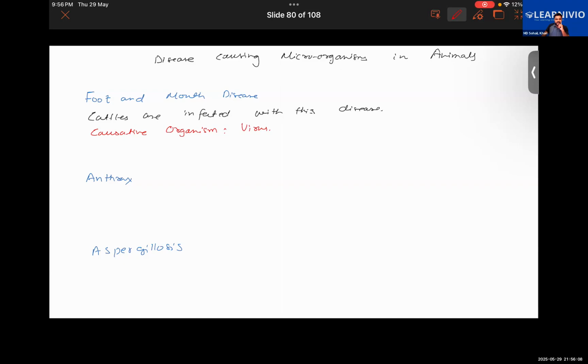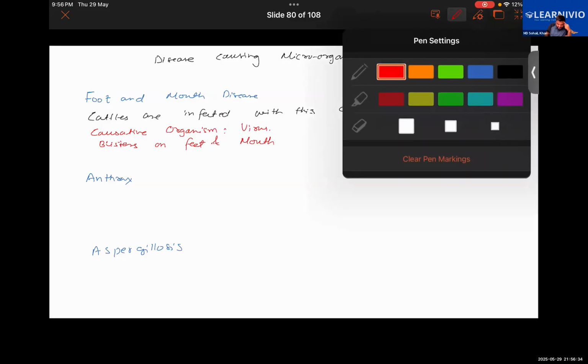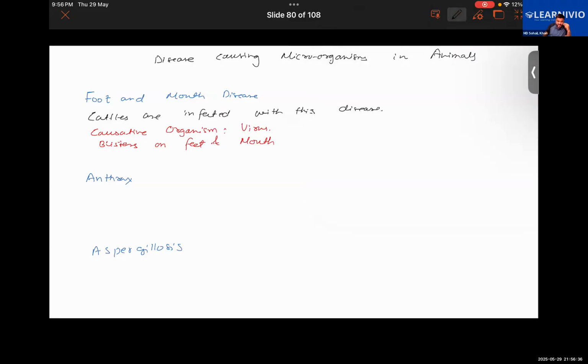So particularly what will happen in the cattle, they can suffer from this. The cattle suffering from this disease will get blisters on their feet and mouth, and eventually if it is not treated on time, they can even die from this. So, blisters on feet and mouth. Getting it? Next we have anthrax.